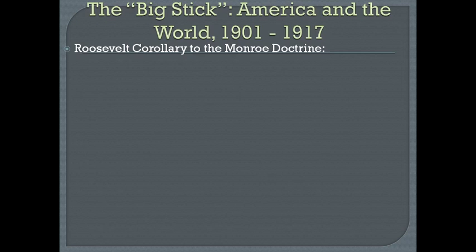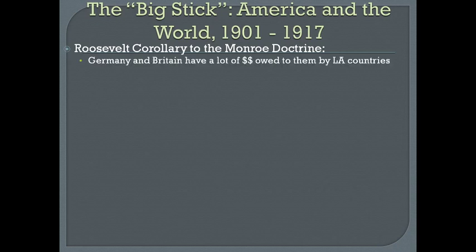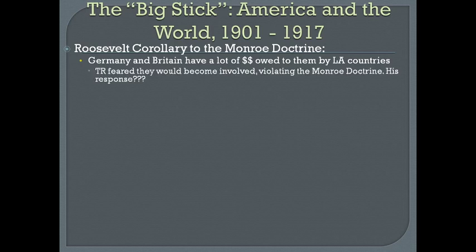Then we got something called the Roosevelt Corollary, which he added to the Monroe Doctrine. And the Monroe Doctrine is just something that states that European countries cannot intervene in the Western Hemisphere. And Roosevelt was actually afraid that European countries would begin intervening with Latin American nations because European powers such as Germany and Britain have a lot of money owed to them by Latin American countries. And Theodore Roosevelt did not want these European powers getting involved with the Western Hemisphere.